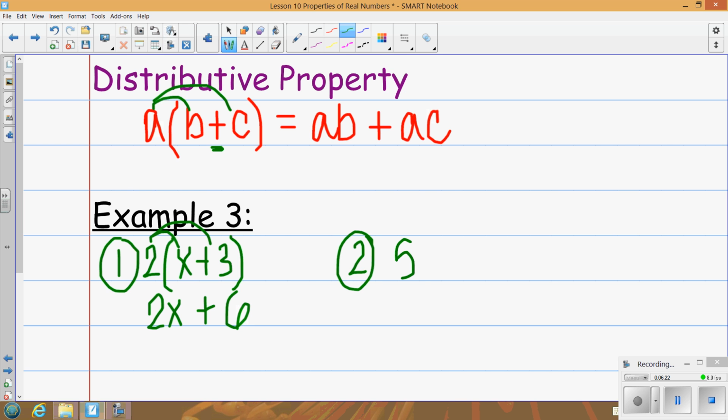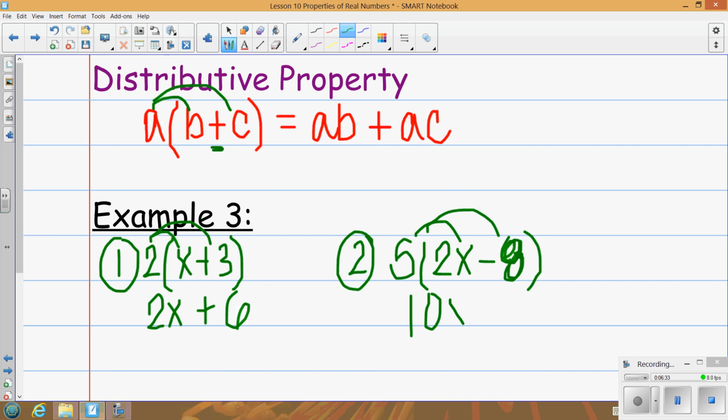In this case here, I have 5 times 2x minus 8. Again, you really want to pay attention to that sign in the middle there. So when I distribute this through, I'm going to have 10x first, and then 5 times negative 8, which is going to give me a negative 40.